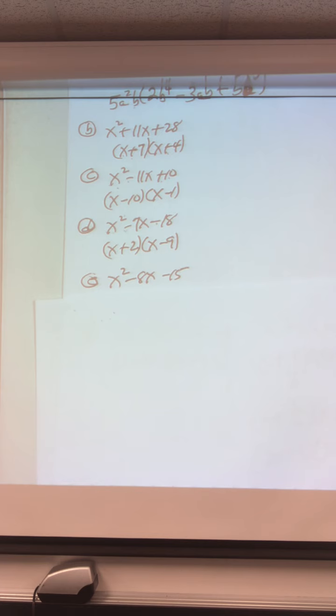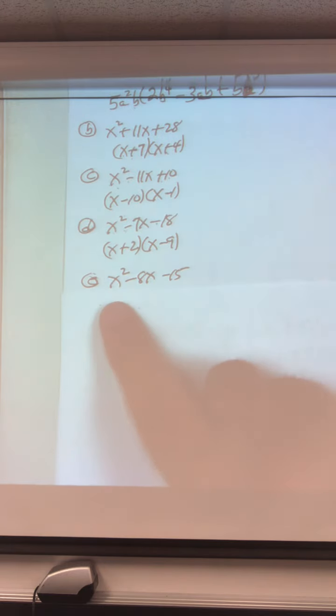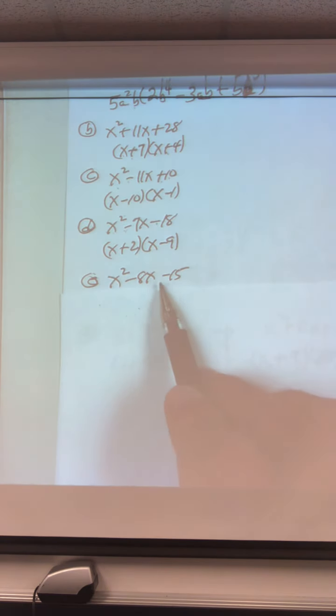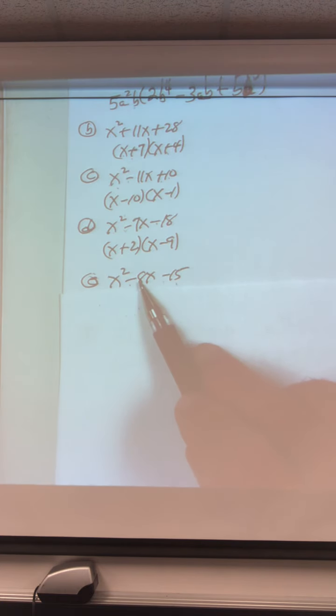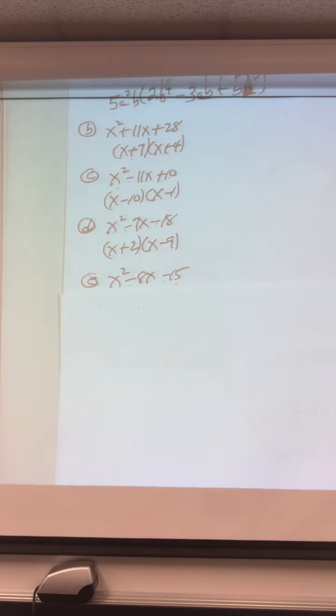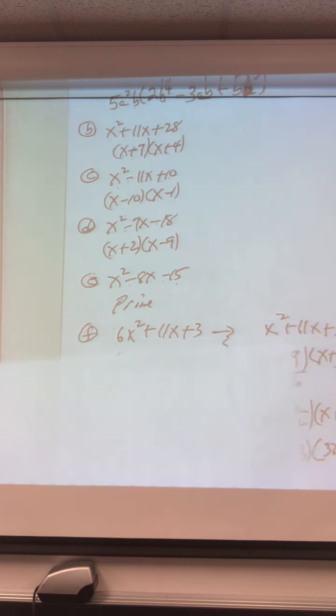X squared minus 8x minus 15. X squared breaks up. X and X. Signs are different. Largest is negative. Now I need 2 numbers that multiply to give you 15, that subtract to give you 8. There are no 2 factors that subtract to give you 8. There's 2 factors that add, but not subtract to give you 8. So this problem is prime. Okay?